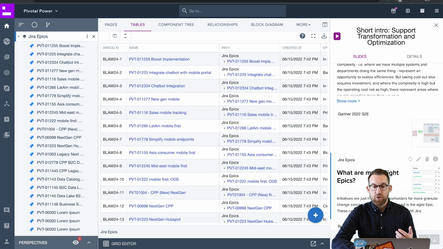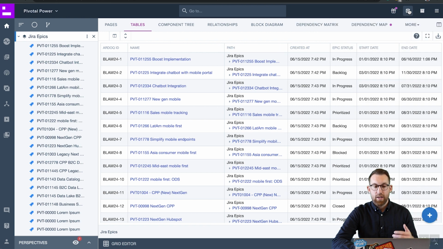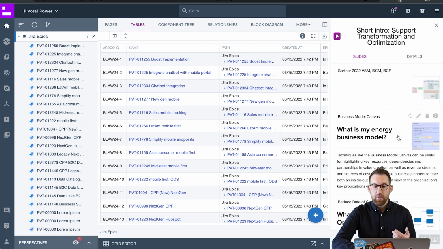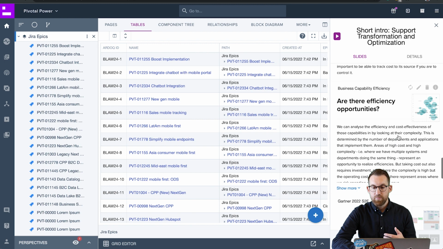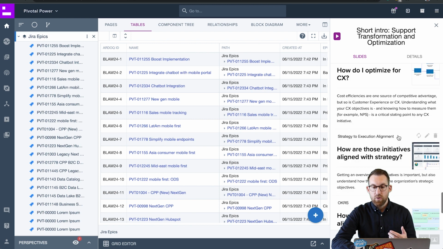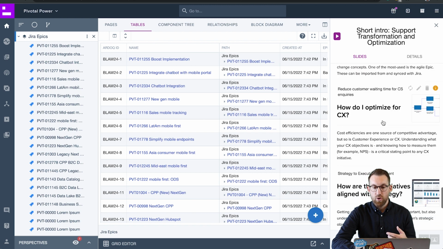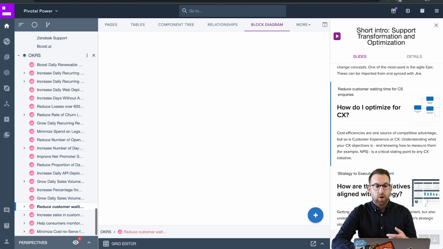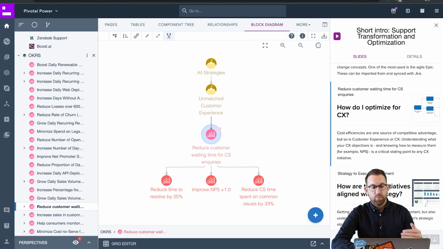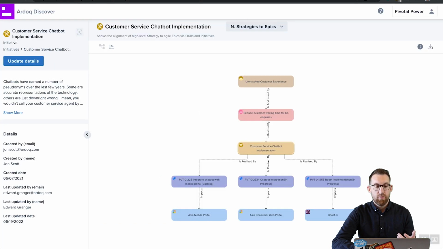By connecting to things like Jira or other project management tools, we can import all your in-flight initiatives and use those and the metadata about them in order to start analyzing how you're attributing spend and time against your strategy. To do that, though, we need to connect those initiatives to our actual OKRs. So what I'm going to do is jump now out of the core Ardoq platform and into something that you would actually see in Discover.